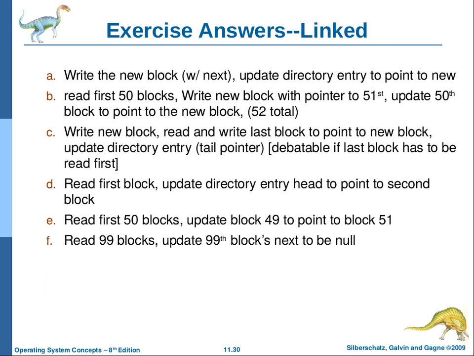Let's see how close we were. Write the new block, update the directory. So it is 1. We got that right with adding at the beginning. Read the first 50 blocks. They're saying writes are not an additional. The answer is 1, like we said, they just didn't write it out. And then B is, because they read a block, they write the new block to the 51st, so it's 51. Update the 50th block, so 52 in total. So see, they are counting right. Later on in F, they don't do that.